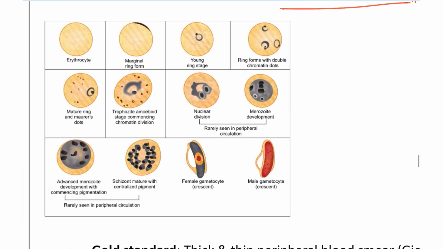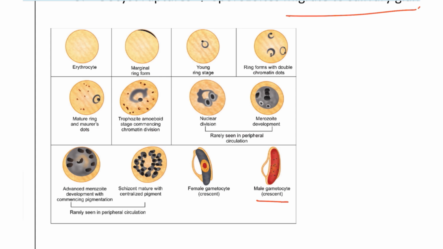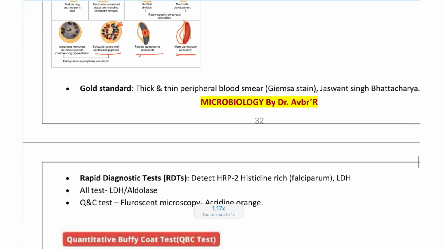Next are some of the important features that you have to know. This is a male gametocyte. This is how it looks. In the female gametocyte, you are going to see the nucleus in between. The schizont will be filled with multiple merozoites. Okay, so these are the single ring and double ring forms that you are going to see in the RBCs.